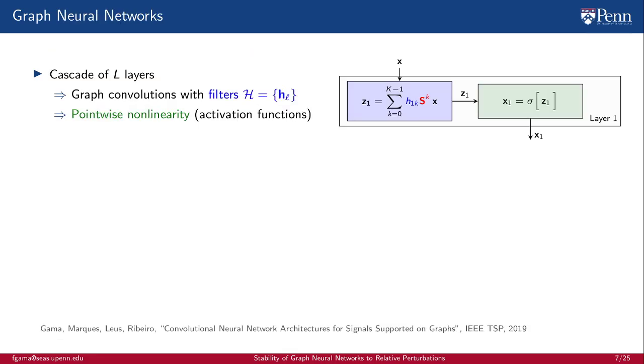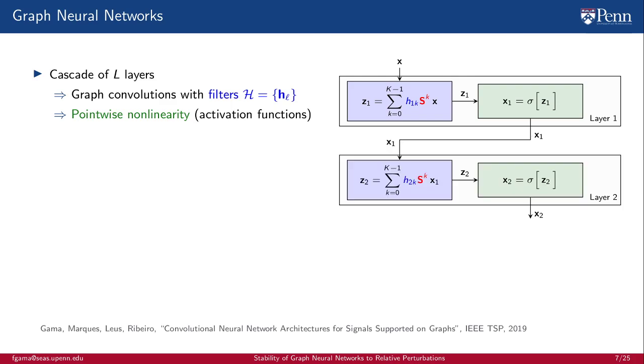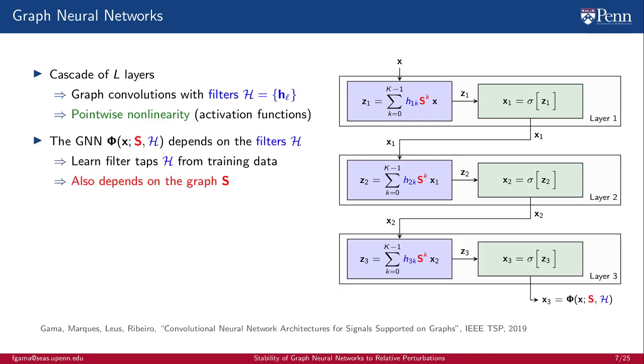Equipped with the notion of graph convolution, we define graph neural networks. GNNs are a cascade of layers, each of which applies a graph convolution followed by a pointwise nonlinearity. So the signal goes in, gets filtered by this graph filter with these specific filter taps, and then it's fed into a nonlinearity. The output of this layer acts as the input to the next layer, where it is applied to another graph filter with different filter taps, another nonlinearity to get an output that then is fed to the next layer, and so on.